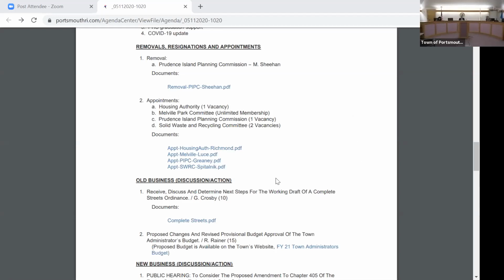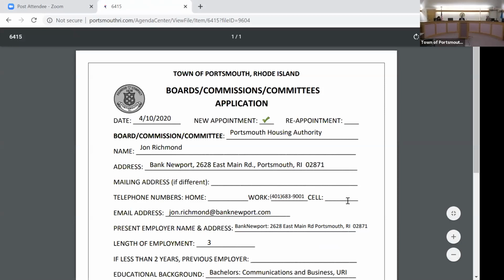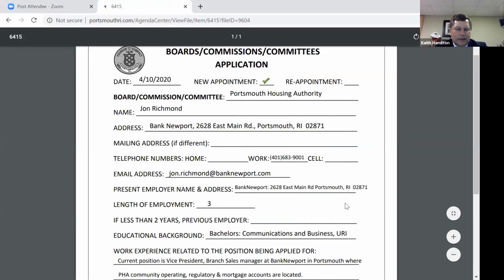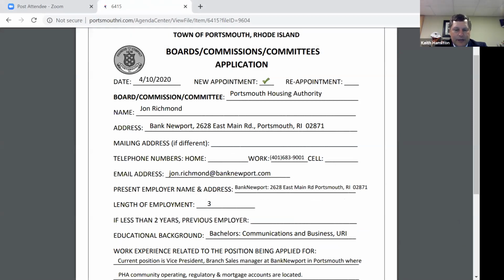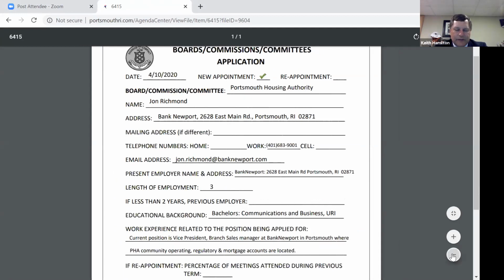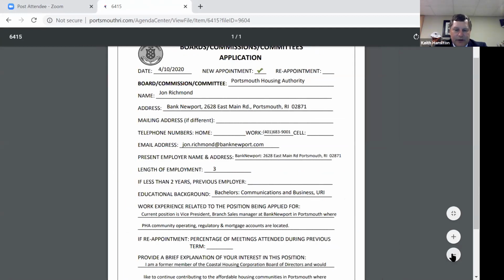Next, we have appointments for the Housing Authority. Is it John Richmond? Mr. President, in looking at this one, it seems a little bit odd to me that we would have essentially the lien and mortgage holder of the Housing Authority on the board of the Housing Authority. That seems a little bit too close to the gray area of ethics to me here in Rhode Island.